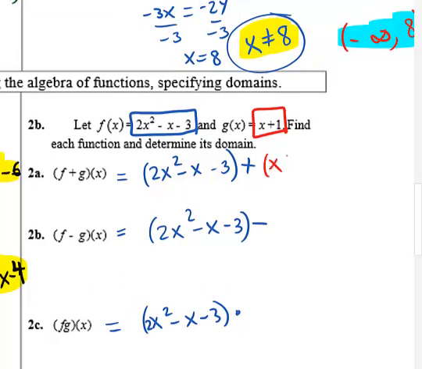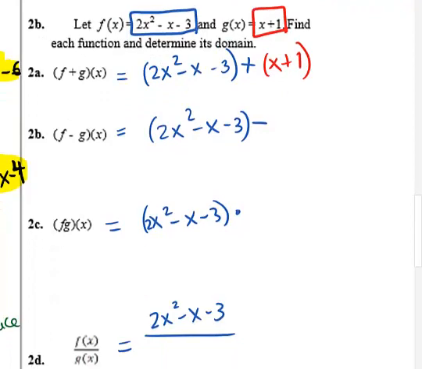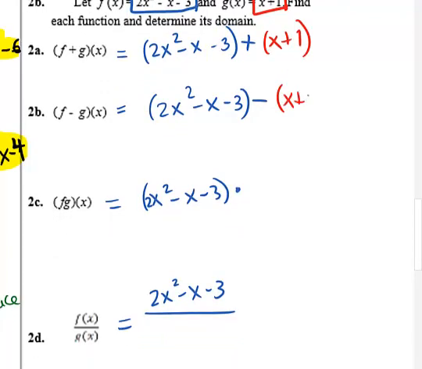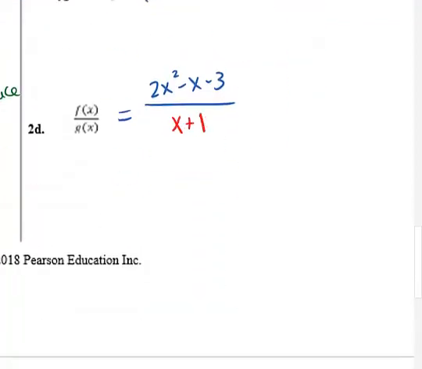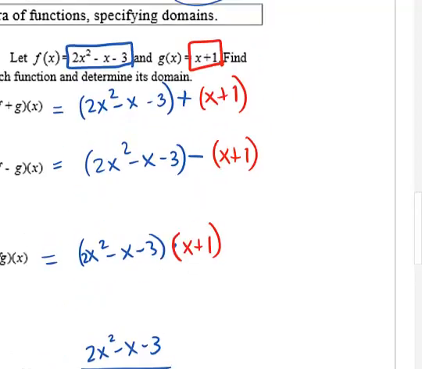So x plus 1 is what's being added to f of x in the first part, it's what's being subtracted from f of x in the second part, and it's what's being multiplied by f of x in the third part, and it's the denominator of f of x in the last part. And then we'll see if we can clean these up a little bit here.